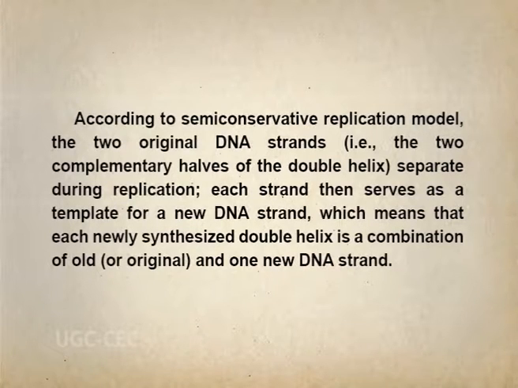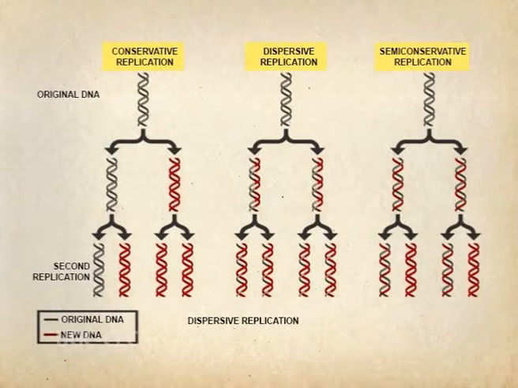According to the semi-conservative replication model, the two original DNA strands, that is the complementary halves of the double helix, separate during replication. Each strand then serves as a template for a new DNA strand, which means that each newly synthesized double helix is a combination of an old strand, which is the original, and a new strand, which is newly synthesized.